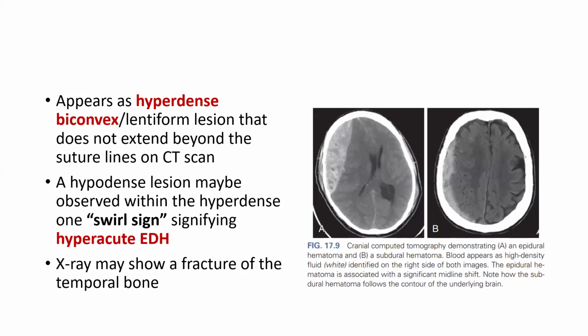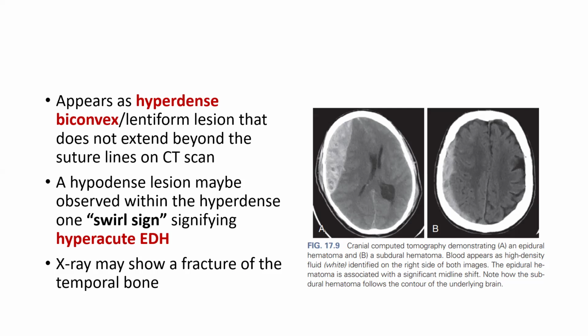And sometimes within this hyperdense lesion in here, if you can see my arrow, you can have a hypodense area within that hyperdense area. Now when you have that in the acute trauma setting, it means that there is actually active bleeding going on, and that is a hyperacute epidural hematoma. This is described as a swirl sign, and it signifies hyperacute epidural hematoma. You may do an X-ray which might show you a fracture of the temporal bone.